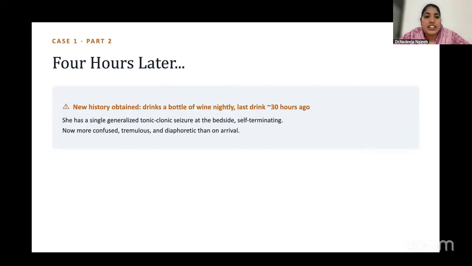Four hours later, we get a new history that the same patient has been drinking a bottle of wine every night. The last drink was 30 hours ago. She had a single seizure at the bedside, which was self-terminating. Now she is appearing more confused, tremulous, and diaphoretic than on arrival. Now you see, we are dealing with a patient with alcohol withdrawal.